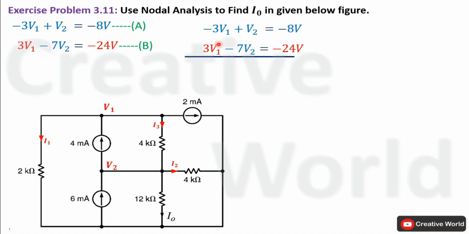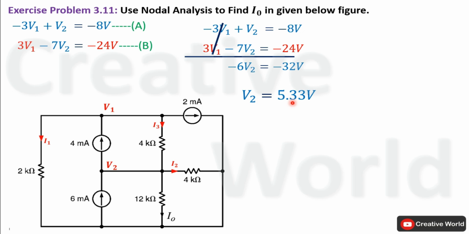Minus 3V1 and plus 3V1 will cancel out with each other. Minus 7V2 plus V2 will become minus 6V2. On the other hand side of equal, sum of minus 24 volt and minus 8 volt will become minus 32 volt. Now divide on both sides with minus 6 to calculate the value of voltage V2. It will become 5.33 volt.